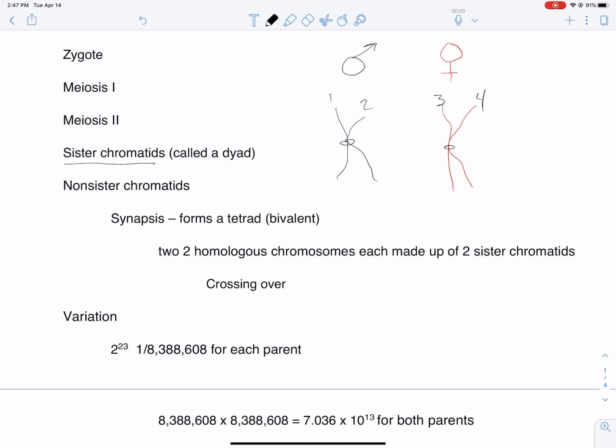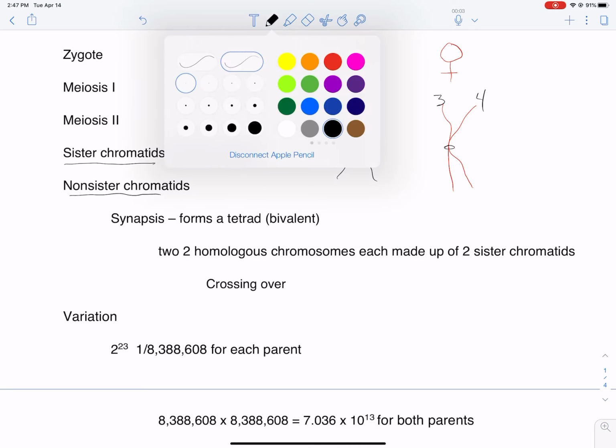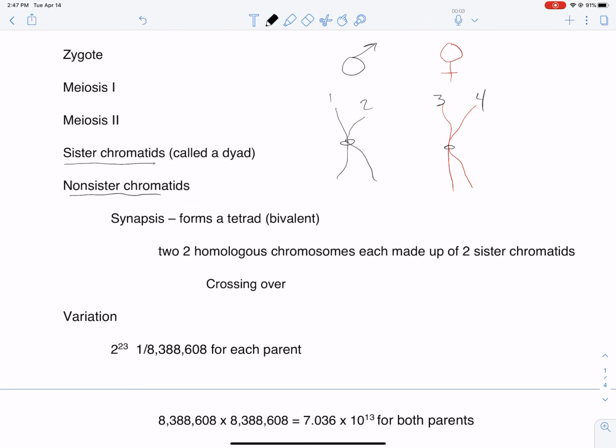Now, the non-sister chromatids would be 1 and 3, or 1 and 4, or 2 and 3, and 2 and 4. They're homologous, which means they're all chromosome number 1. It's just that they are not exact. The non-sister chromatids are 1 and 3 and 4, 2 and 3 and 4. None of those are sister chromatids.